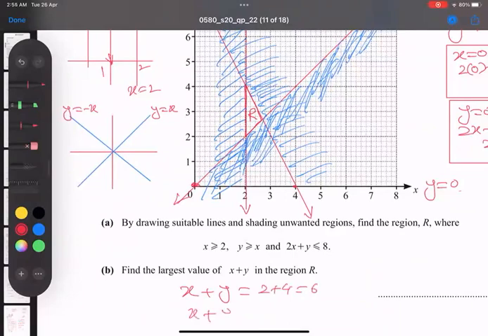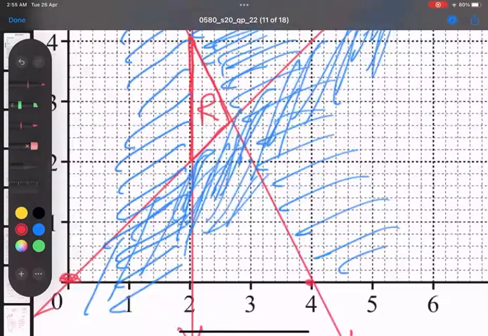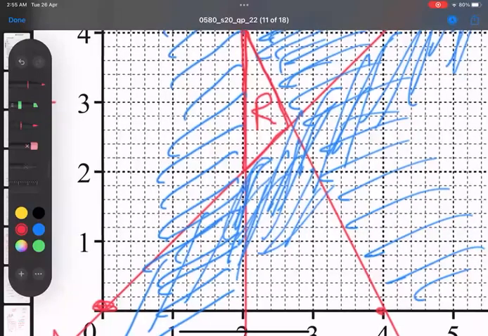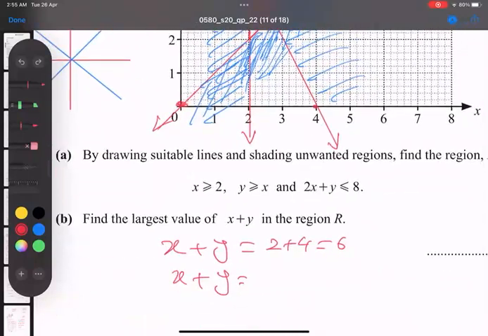Second option, let's try other points. Another possible point is here, the middle point. It comes to 2.7, 2.7. So both are 2.7, 2.7. So I can use 2.7 and 2.7.